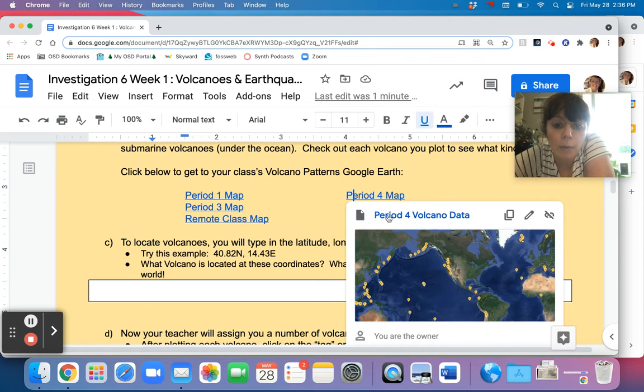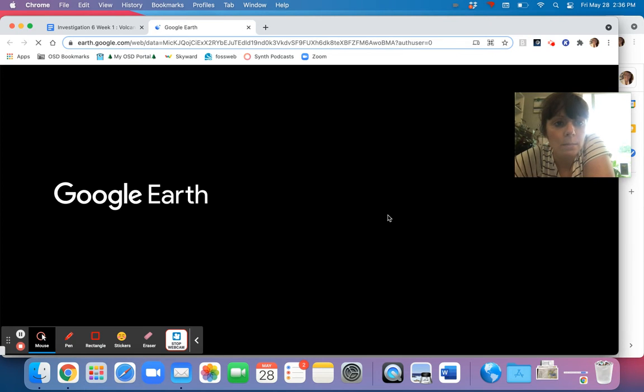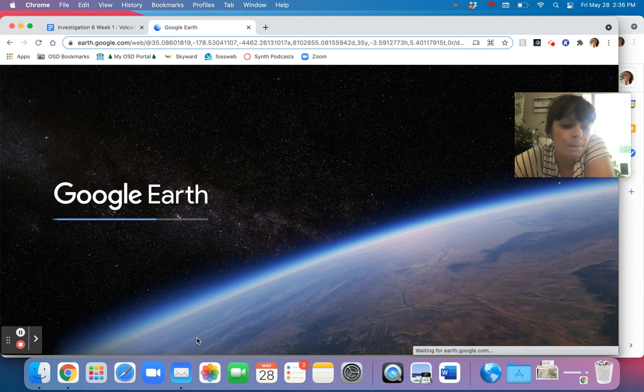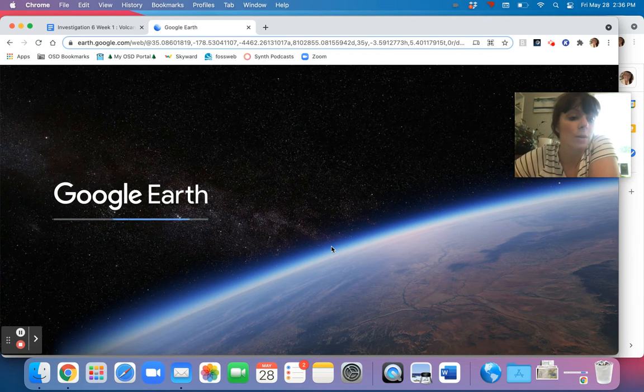I'm going to go period 4 and look at the data that they plotted in Google Earth. Everybody worked together to put these volcanoes into the map, and we shared our maps, which is nice. Of course, it loads very slowly.